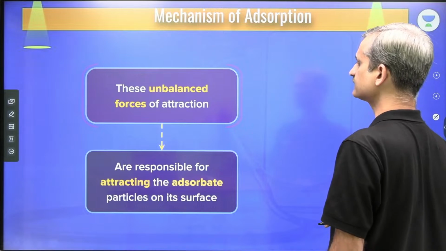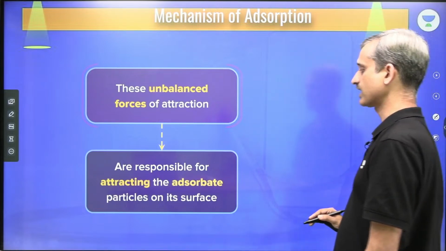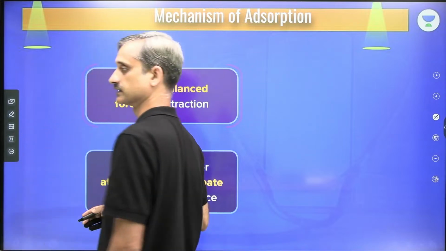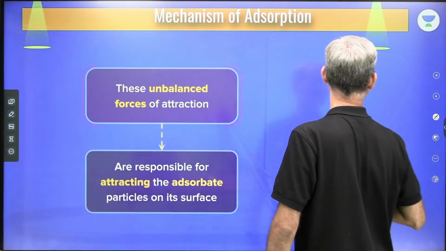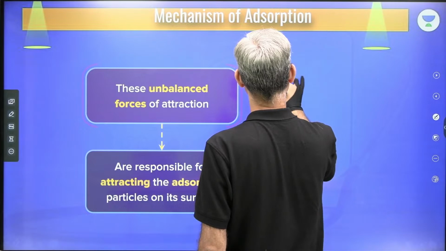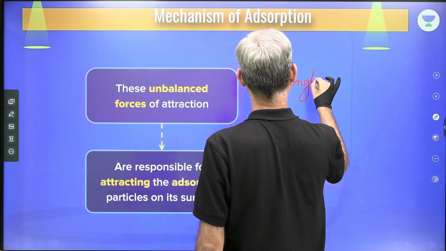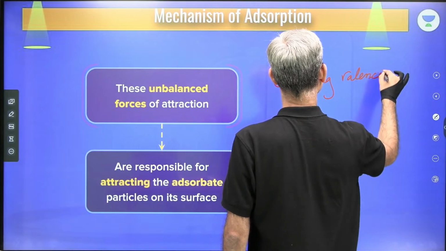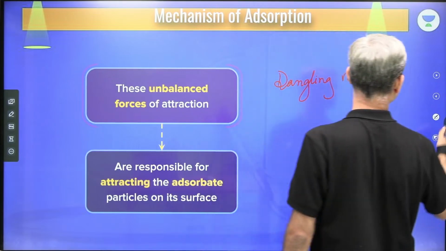Now, these unbalanced forces of attraction are responsible for attracting the adsorbate particles on its surface. The dangling valencies. How many times should I use the word dangling valencies? Clear?